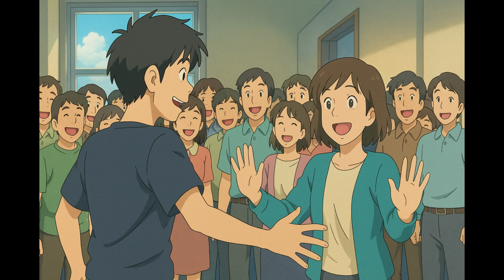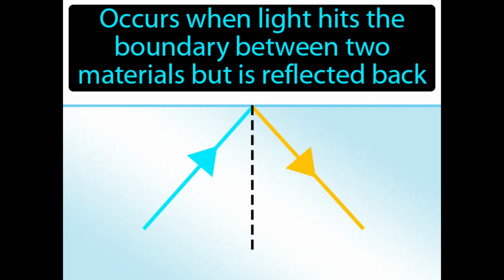This scenario is similar to total internal reflection, where light, instead of passing through the boundary into a different medium, is reflected back into the original medium. The crowded room is like the boundary of two materials, and just as you get redirected back because you can't get through, the light is reflected back because it can't cross the boundary at a certain angle.